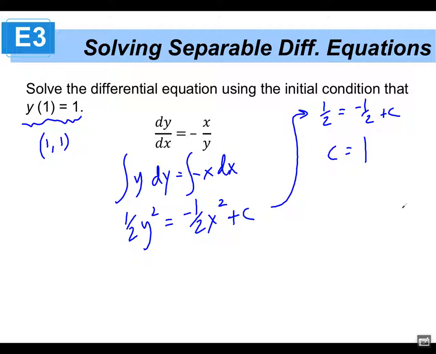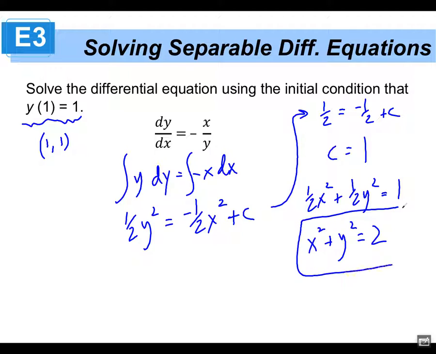Okay, and we can clean this up a little bit to get where we need it to go. Technically speaking, we should solve for y because we're looking for a function, but just to show how it matches with the other one, I would do the following. Move the x squared to the other side. And then get rid of the 1/2 by multiplying by 2. That should look familiar. Yes?